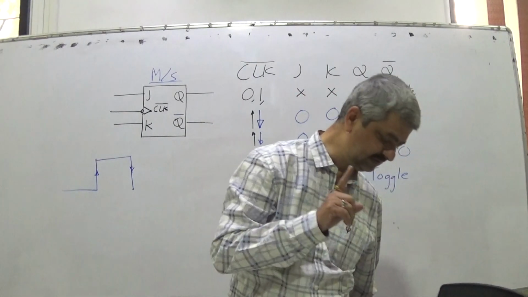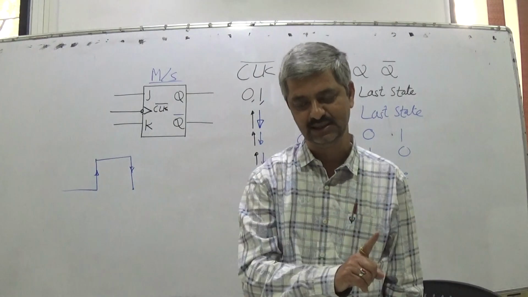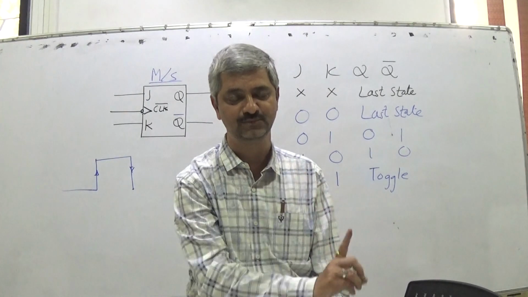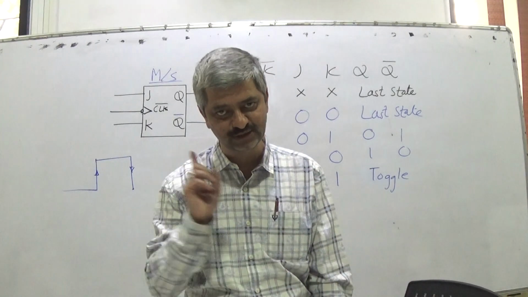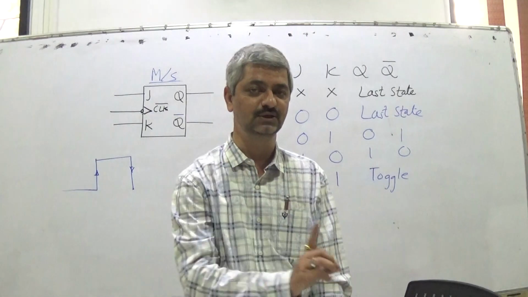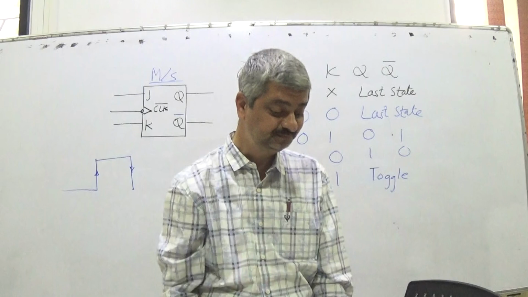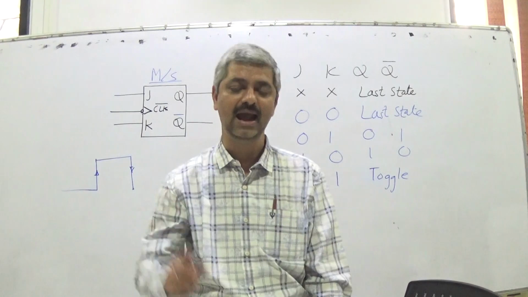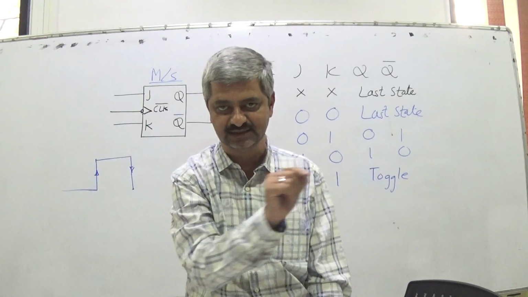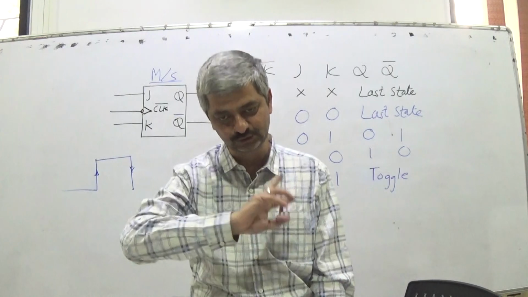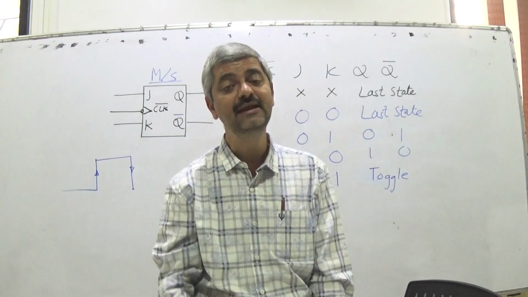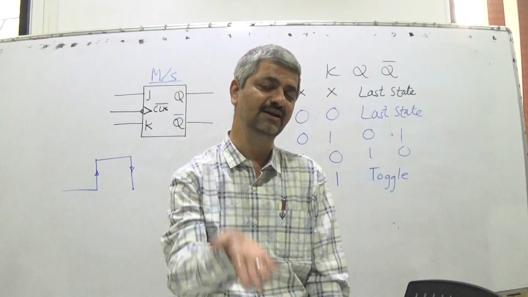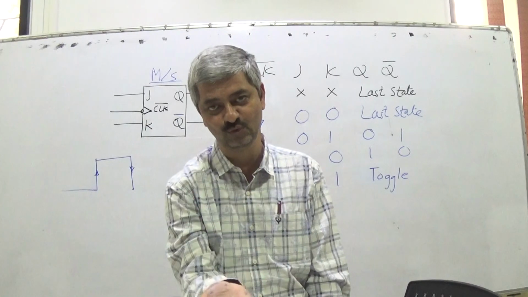So JK 0, 0: outputs continue to have the last state. JK 0, 1: outputs become 0, 1, Q becomes 0, Q bar becomes 1. JK 1, 0: outputs become 1, 0, Q becomes 1, Q bar becomes 0. And if J and K are 1, 1, and then the clock rising edge and falling edge come, outputs toggle. Toggle means what? If they were 0, 1, they become 1, 0. If they were 1, 0, they become 0, 1.